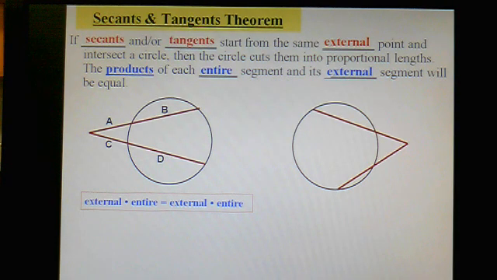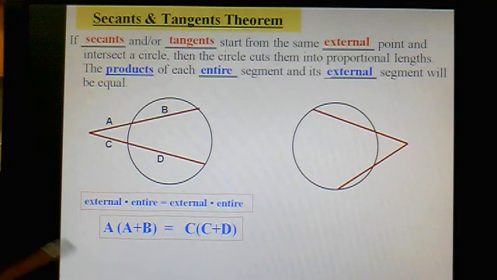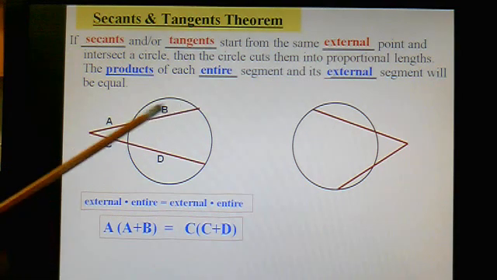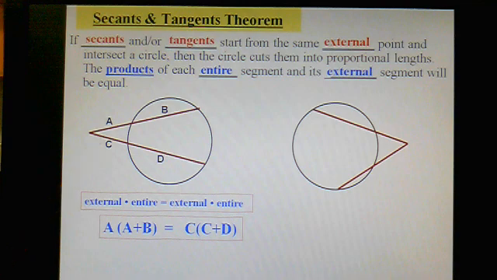And we'll talk about the situation with the tangent in a minute. Just hold on to that thought. So really, this is your formula: A times the sum of A plus B is equal to C times the sum of C plus D, the entire length times just the outer part. And you'll see if we were to actually do this, we could simplify. You'd get A squared. Over here you might get C squared plus CD. There will be some quadratics on here.